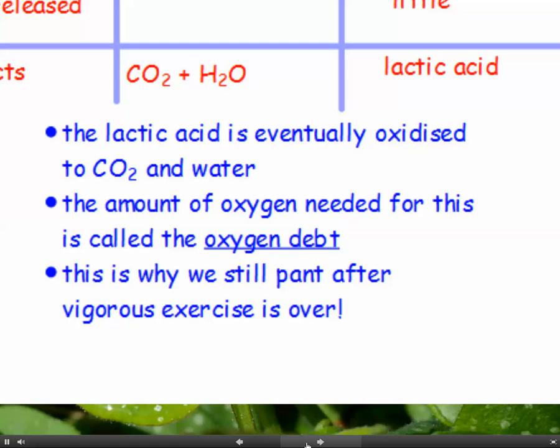So what happens to this lactic acid that builds up in our muscles? Well, it's eventually oxidized and it forms CO2 and water, so we excrete it in the same way. Now the amount of oxygen needed for this eventual oxidation is called the oxygen debt. So that's the amount of oxygen needed to oxidize lactic acid to form CO2 and water. And this is why we still pant even when we've finished vigorous exercise at the end of a race or whatever, because we are repaying the oxygen debt.